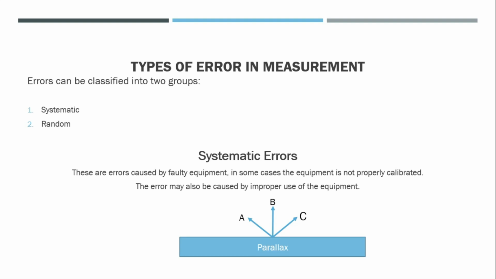So here, systematic errors, let me go over it again. These are errors caused by faulty equipment. In some cases, the equipment is not properly calibrated. The error may also be caused by improper use of the equipment. If you're going to be doing a reading, the best place to stand, for this diagram, is at position B. Let's move on.